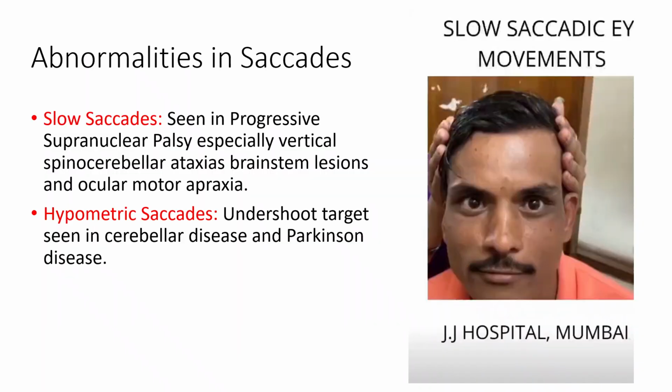Abnormality in saccades, slow saccades. These are seen in progressive supranuclear palsy, especially vertical saccades. These are also seen in spinocerebellar ataxias, brainstem lesions, and oculomotor apraxia. Hypometric saccades. These undershoot the target, seen in cerebellar disease and Parkinson's disease. Slow saccade movements are shown here.